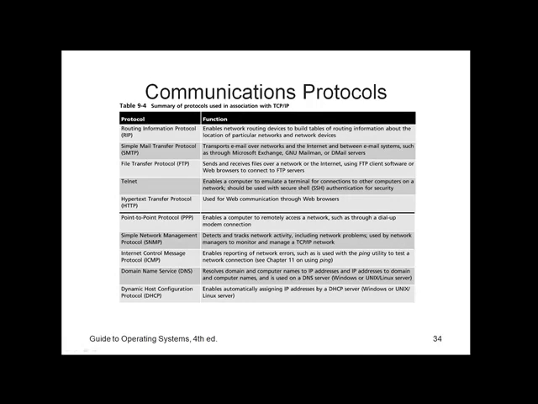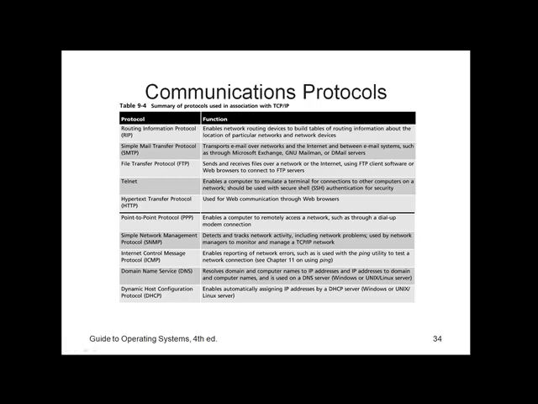This table outlines some additional communication protocols that you will typically find on a network. For instance, Routing Information Protocol, or RIP, enables network routing devices to build tables of routing information about the location of particular networks and networking devices. SMTP is what we use to transport email over networks and the internet. File Transfer Protocol, or FTP, is something that we use to send or receive files typically over a network or the internet.